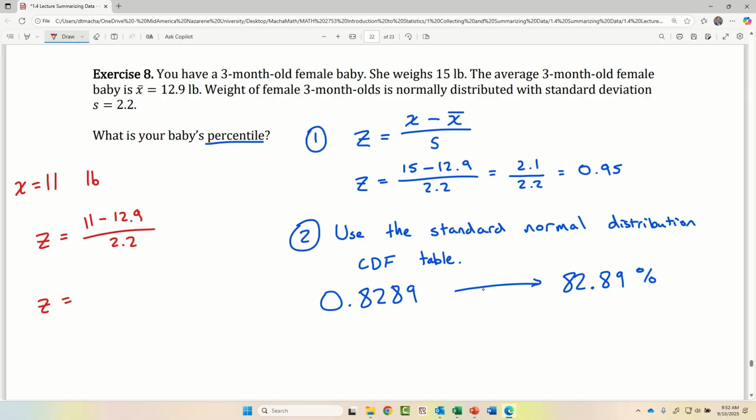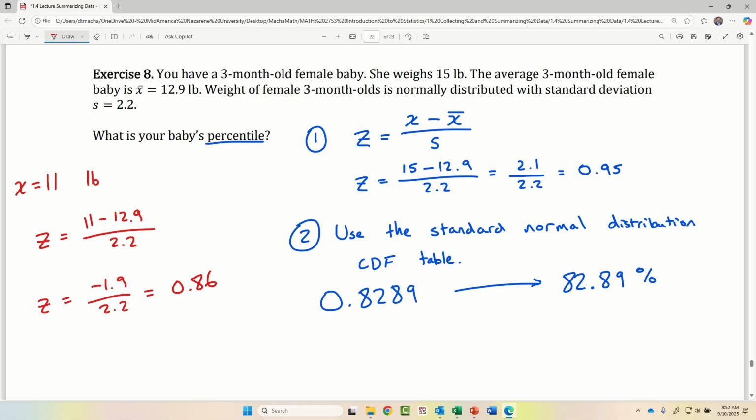And 11 minus 12.9 is going to be negative 1.9 divided by 2.2. And this is where you pull out your TI-30X2S calculator and you type in negative 1.9 divided by 2.2, and we get the answer 0.86. And that's our z-score.